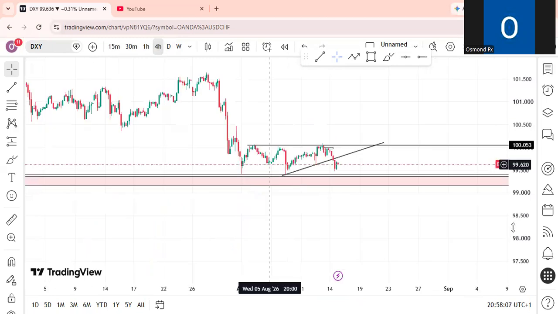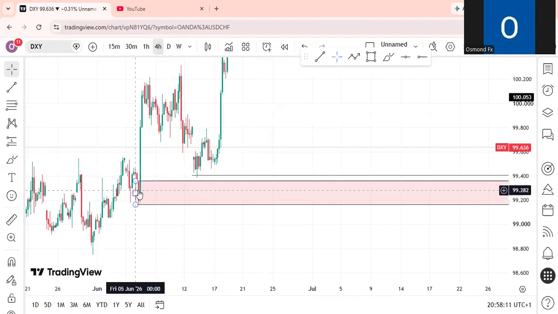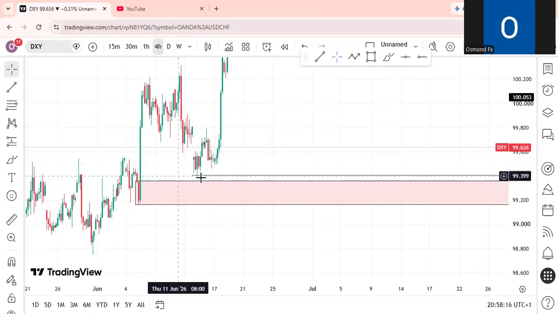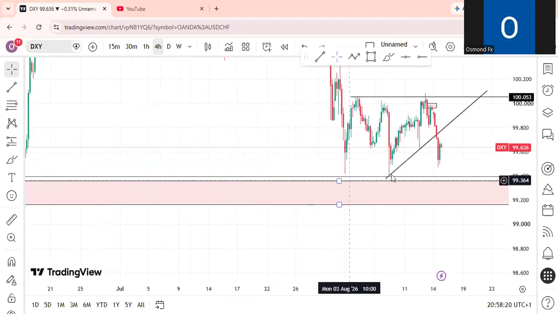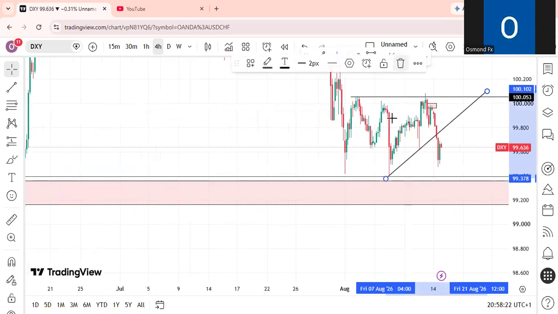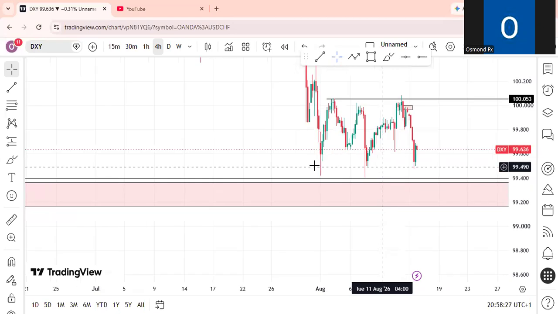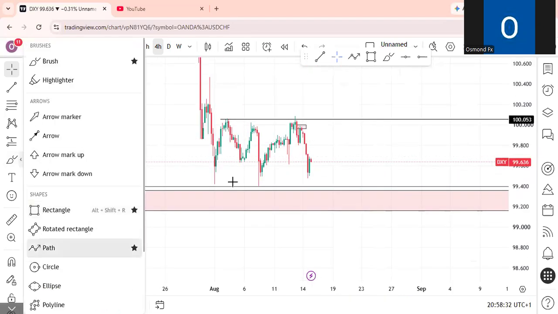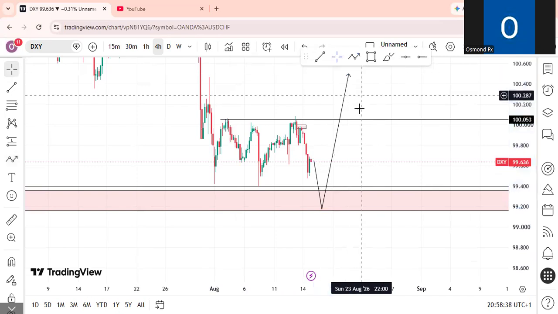If I go to the 4-hour time frame, exactly, this is the demand zone here. You see that this demand zone has not been filled. The market has not filled that demand zone. And if you get to this area, you can also see that that demand zone has not yet been filled. So what I'm expecting is a drop to this area before we see a massive buy to the upside.